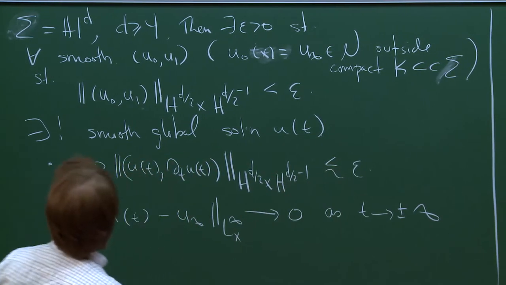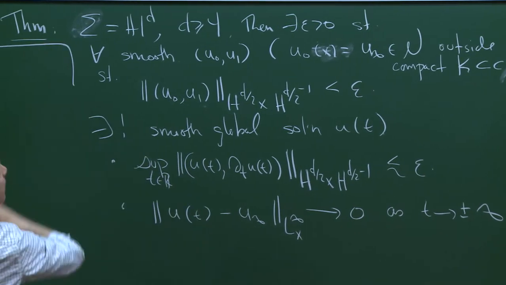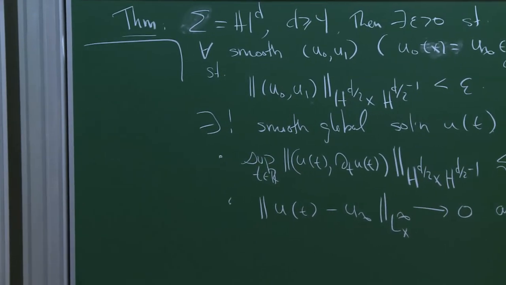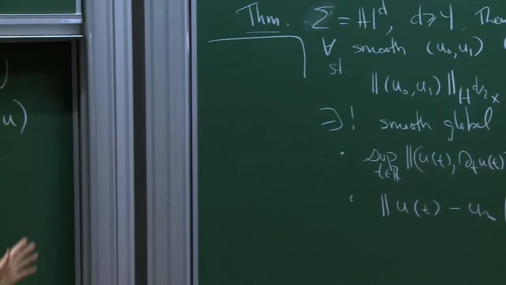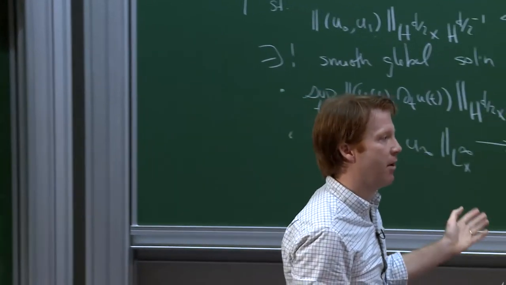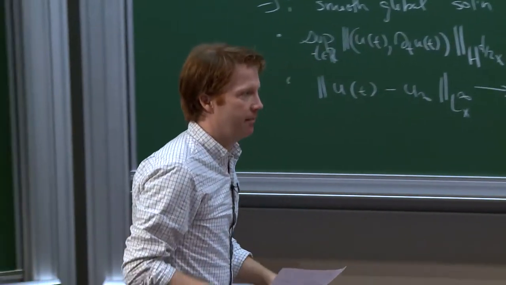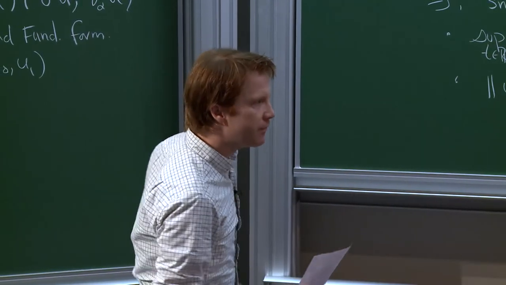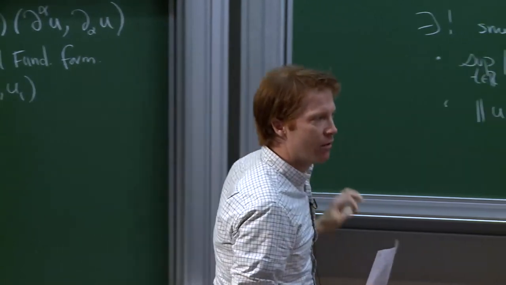What's N? Sorry, what's N? The target N is just a nice Riemannian manifold, say, of bounded geometry, so including, say, hyperbolic space, the sphere, nice. Yeah, N is a nice Riemannian manifold.